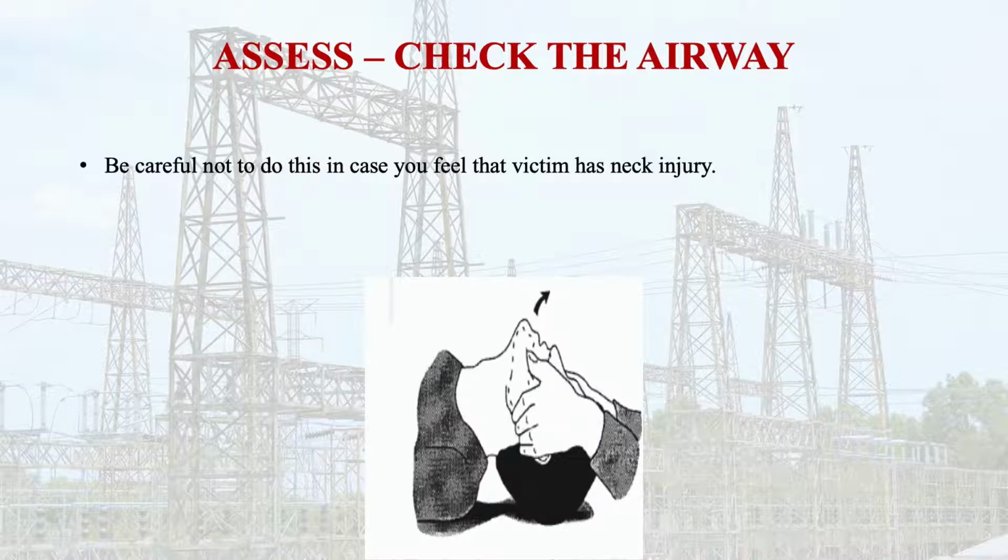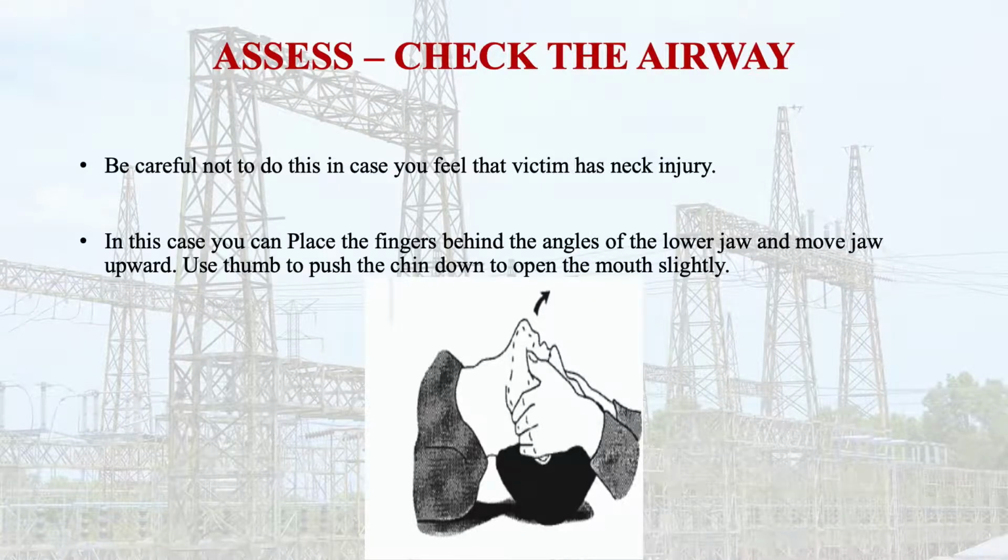But in case you suspect that the victim has fallen down, he may have a spinal or a neck injury. Then what will you do? In these cases, you can place the fingers behind the angles of the lower jaw and move the jaw upward. Use thumb to push the chin down. This is known as jaw thrust method. This will open the mouth slightly. In these victims, please do not try to roughly handle the victim because you may give more injuries to the victim.